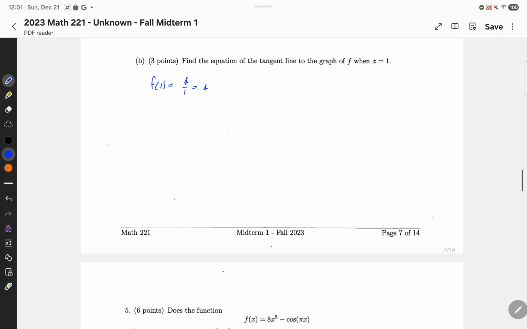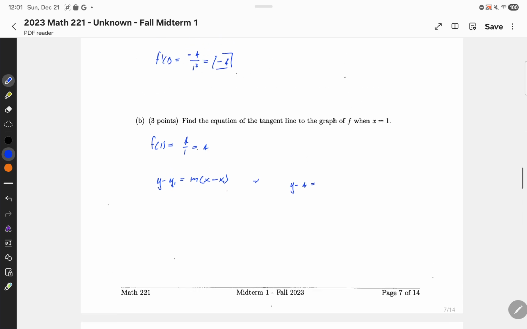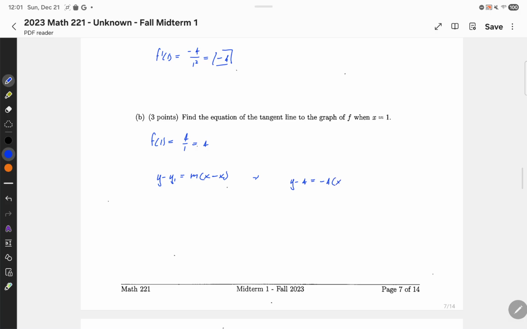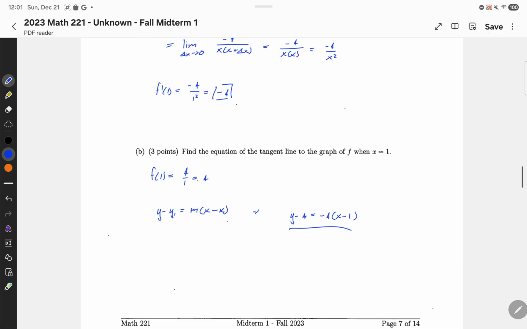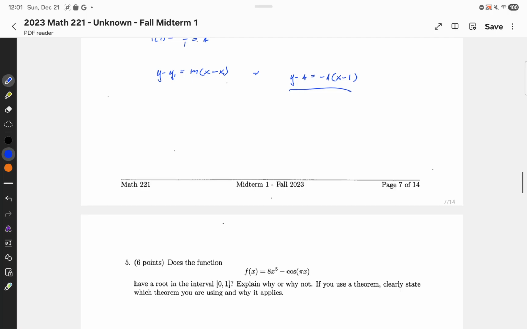So let's use our point-slope form of the line, which is y minus y1 is equal to m, which is the slope, times x minus x1. In other words, we get that y minus 4 is equal to the slope, which we have as minus 4, times x minus 1. And now this should be an acceptable answer. It doesn't specify what form it wants the line in, but I'll go ahead and simplify it just in case. We get y minus 4 is equal to minus 4x plus 4, which gives us y is equal to, sorry, this should be an x here, minus 4x plus 8, just like this. And this is our final answer.